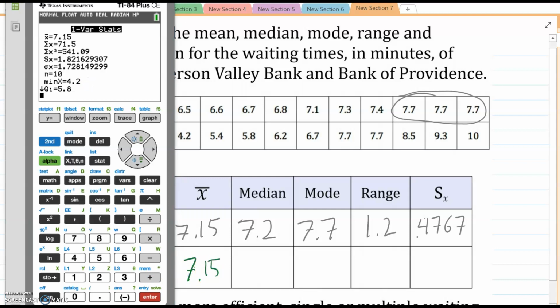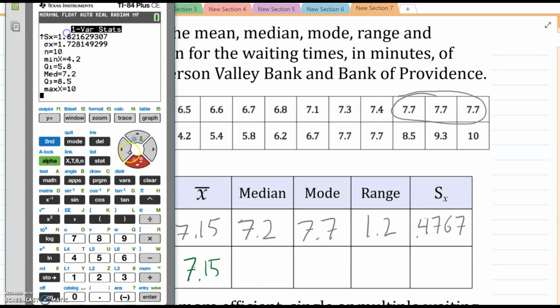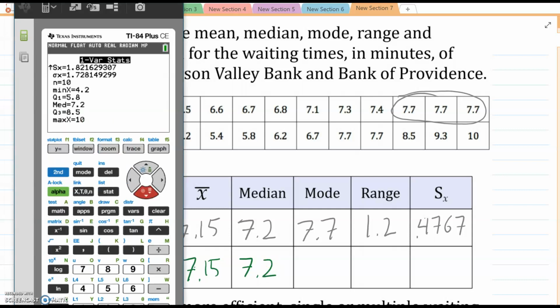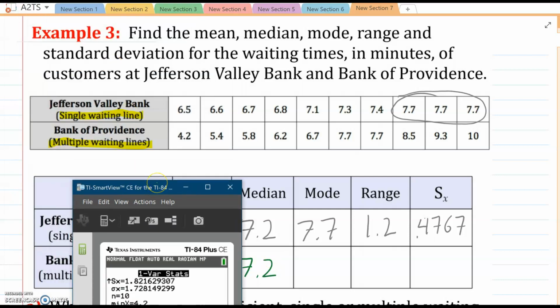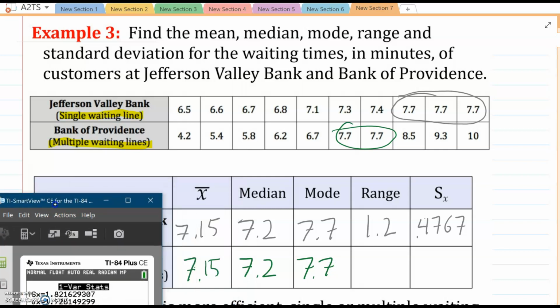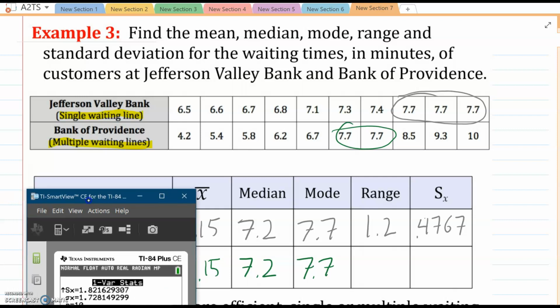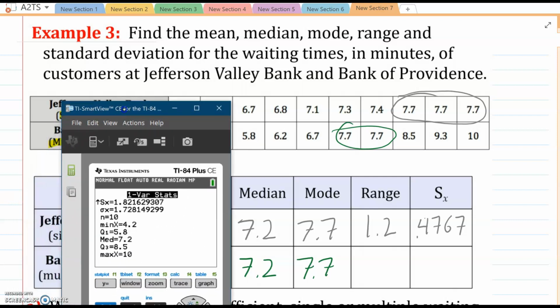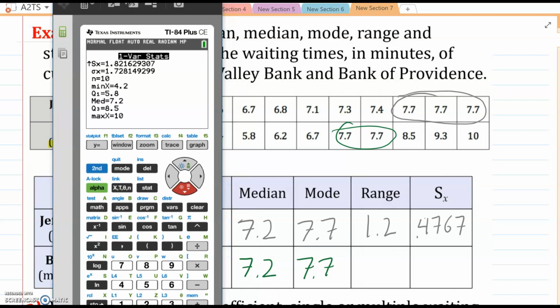7.15. Scroll down to find my median. My median is 7.2. I'm looking for a mode, so I need to compare what is my most popular one. Hey, look at that. 7.7 again. My mean, my median, and my mode are all identical in this case. So the only way I can differentiate these two is by the range and the standard deviation.